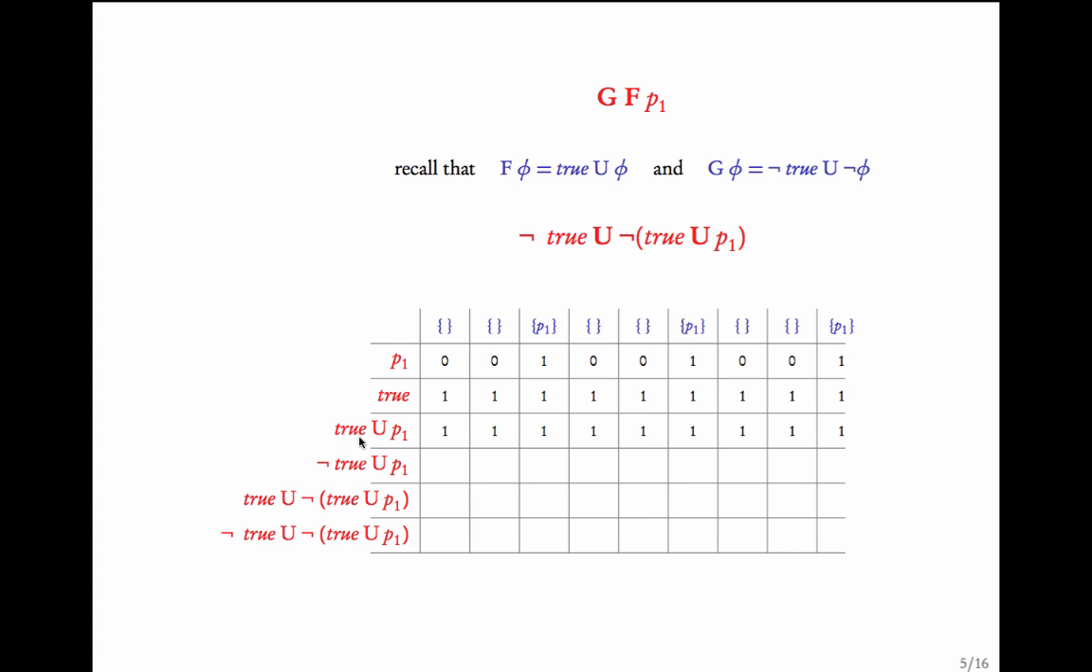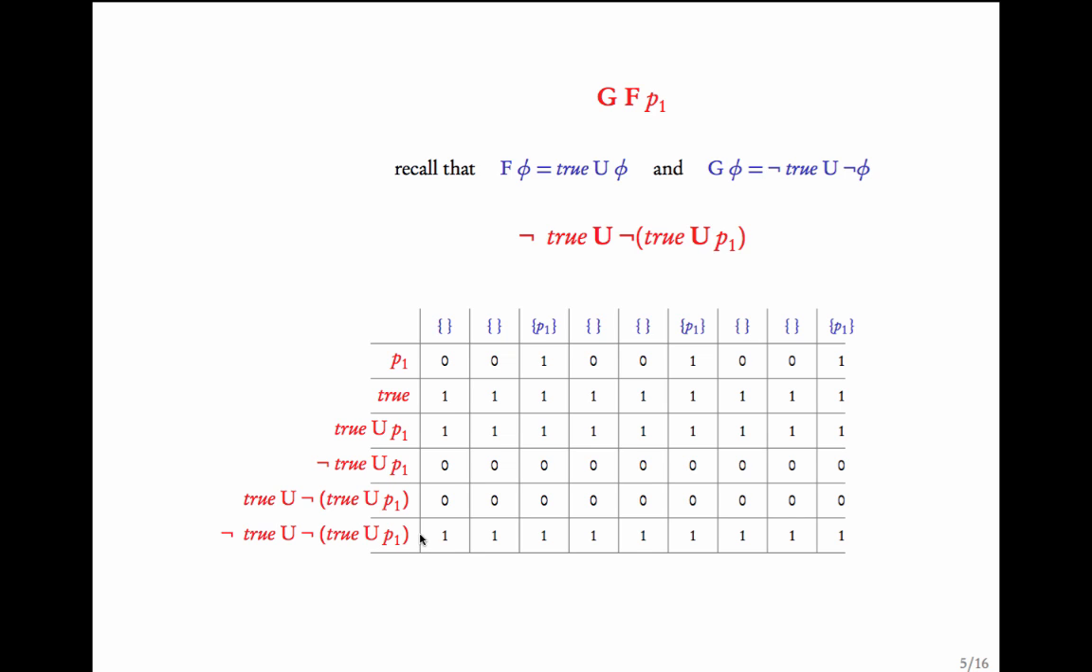What about not of this? If this is 1, this will be 0. So you need to flip this row. What about true until this formula? This formula is never true. So true until this formula will be 0. And this is not of this entire thing. So you need to flip this row. That will give us 1.